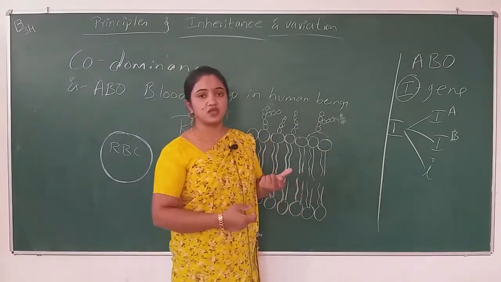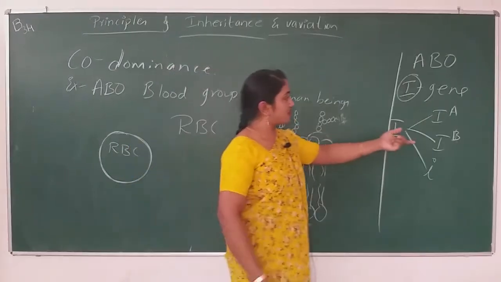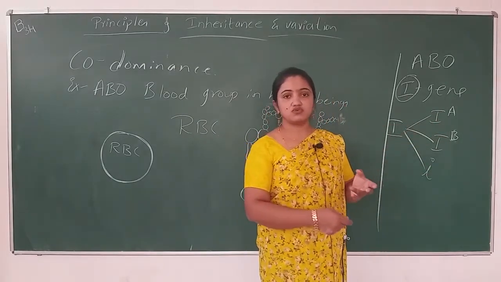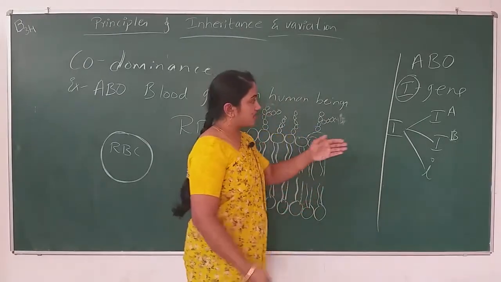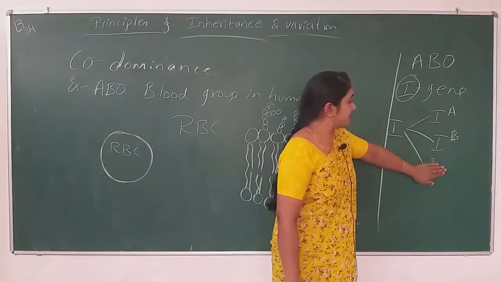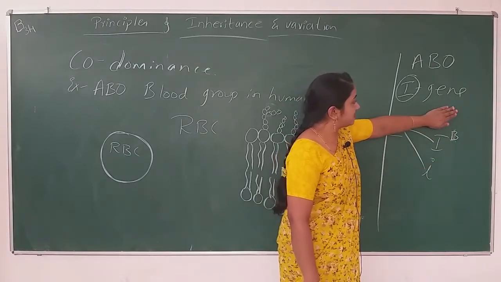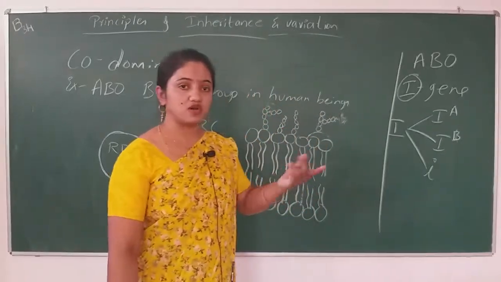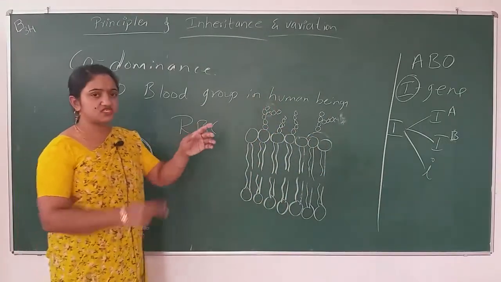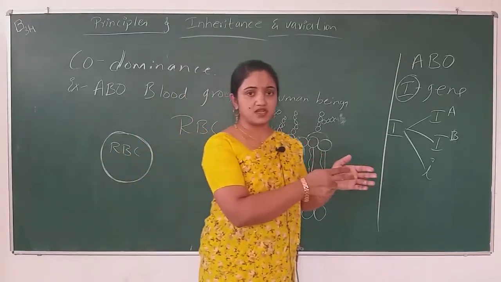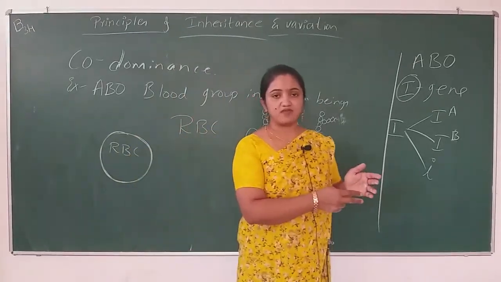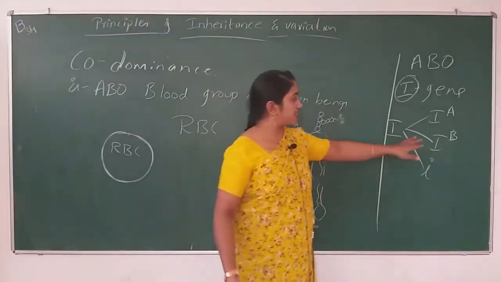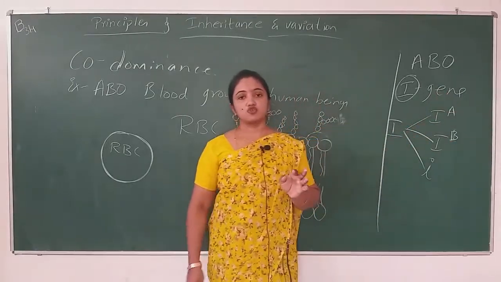How to distinguish I, IB or IA? These are the genotypes of the ABO blood group. Still we don't know how to distinguish them. As I told you, this will suppress the I, this will suppress the I, and these two both equally express in the blood group of a human being. How to distinguish that? If a man having A blood group marries a woman having B blood group, what will be the blood group of the offspring?